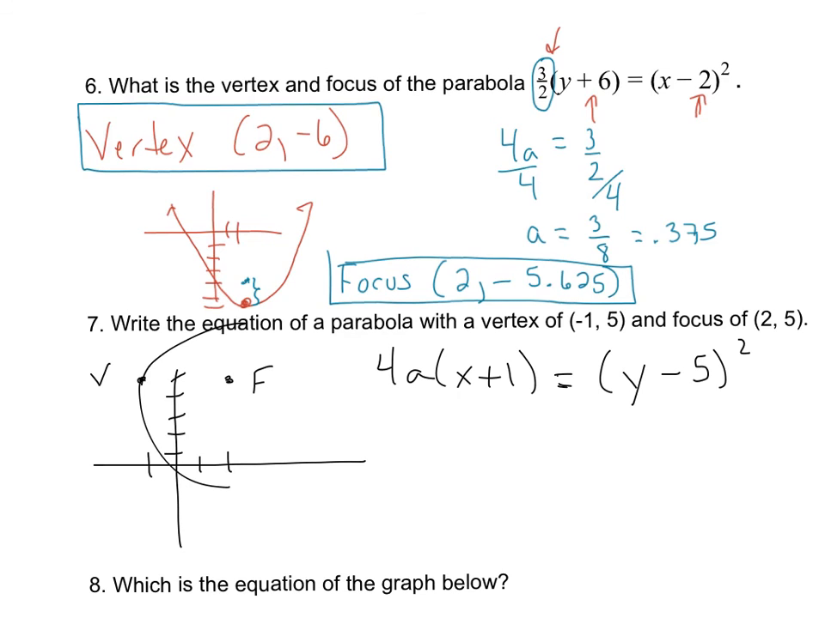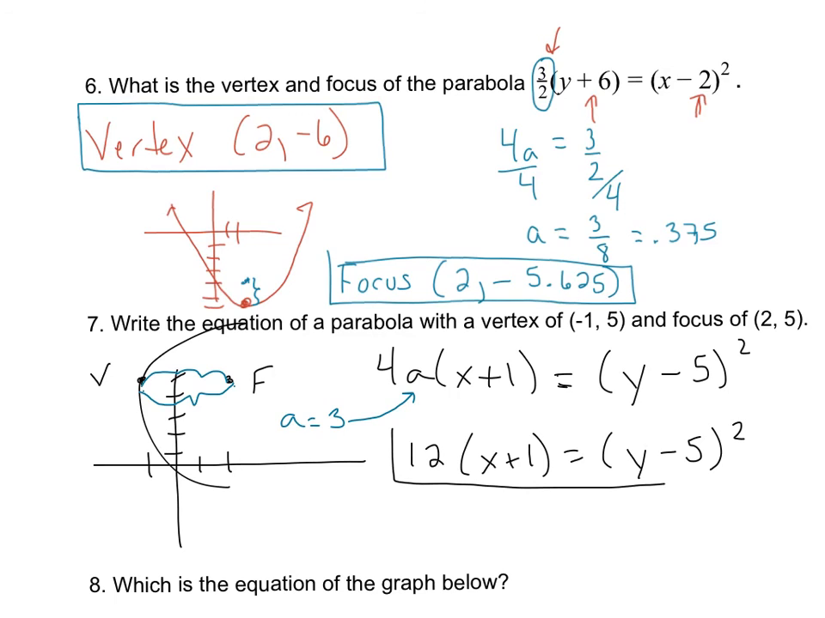So now all I got to figure out is how far it is, because A, remember, is how far it is from the vertex to the focus. Well, how far is it from -1 to 2? It will be 1, 2, 3 units. So A is 3. So if I put A of 3 in there, 4 times 3 is 12. X plus 1 equals 12 times y minus 5 squared. So this would be my equation of my parabola that has the given vertex, -1, 5, and I can see that here. And then I figured out the distance to get to the focus, and that gave me A, and that's where that 12 factor comes from.